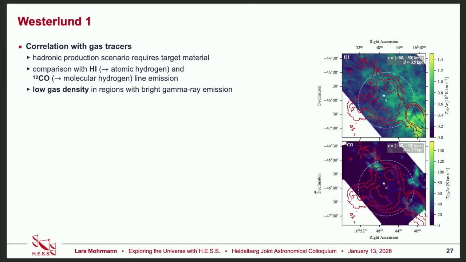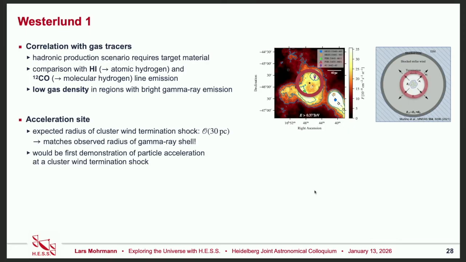So then we tried to understand where that emission is coming from, and we tried to correlate it with tracers of gas, because that would be target material for the cosmic rays to interact with. However, if you look at these maps, which show atomic hydrogen and molecular hydrogen tracers, you can see that wherever there's bright gamma ray emission, shown by the red contours, there's very little gas. So we have a low gas density.